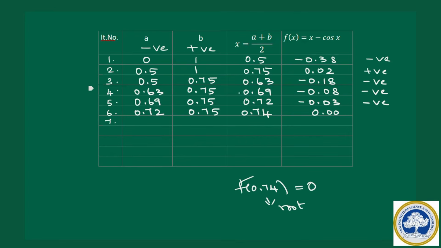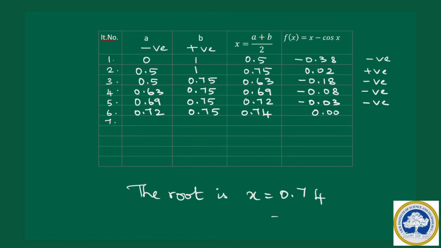No need to go for repetition. Usually we will get nearer to 0 because we get approximate values, but here we are getting exactly 0, so we can conclude that 0.74 is the root of this equation. So we conclude that the root is x equal to 0.74. Because this is correct to 2 decimal places, we are getting the answer at the 6th iteration itself.